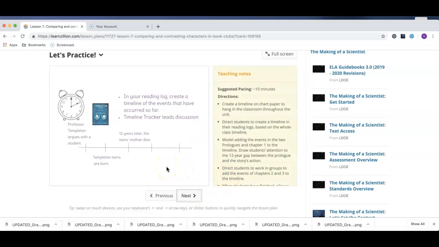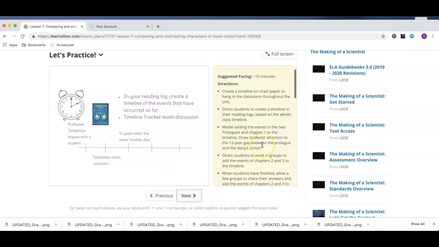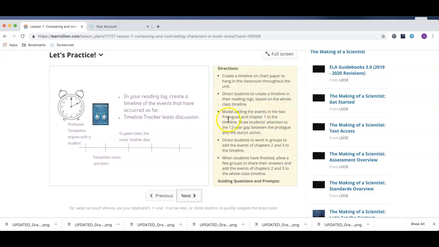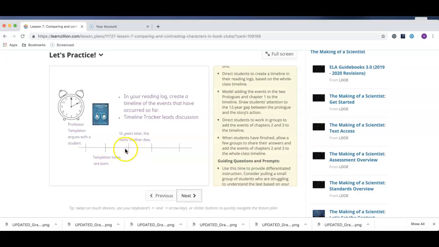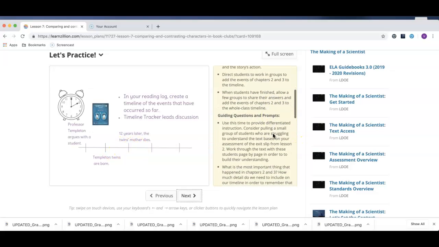Okay, in your reading log, create a timeline of the events that have occurred so far. The timeline tracker leads the discussion. Remember the beginning, Professor Templeton argues with a student. Next, Templeton twins were born. 12 years later, the twins' mother dies. What happens next, and so on. So make sure you're adding events from the 2 prologues, chapter 1. Make sure there's a 12-year gap right here that you understand.